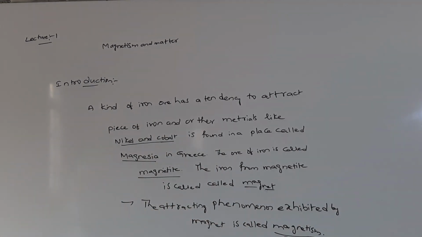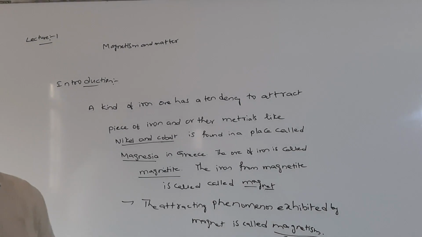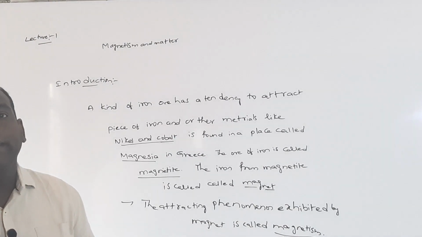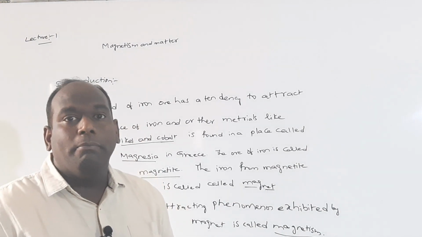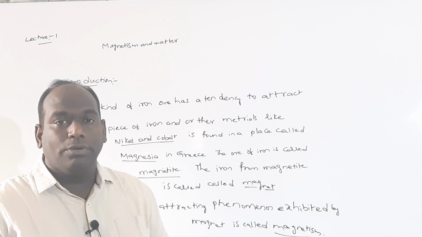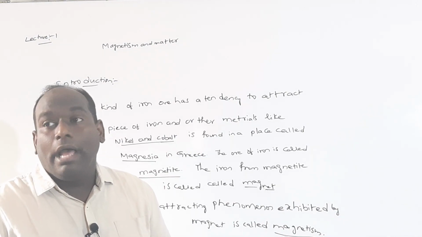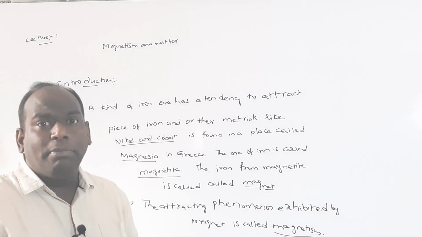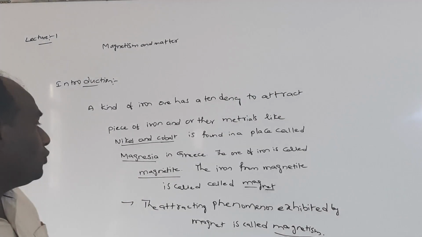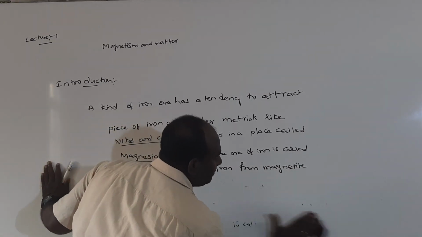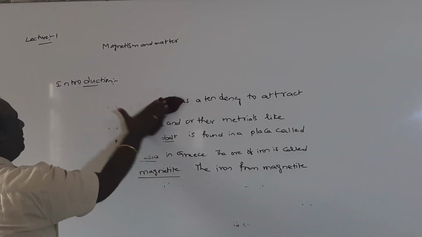I am going to repeat one more time. In a place called Magnesia in Greece, they found that an ore of iron has a tendency to attract pieces of magnetic material such as iron, cobalt, nickel. Such ores are known as magnets, and apart from the attracting property, they also show a directional property. What is meant by directional property? We are going to discuss now.